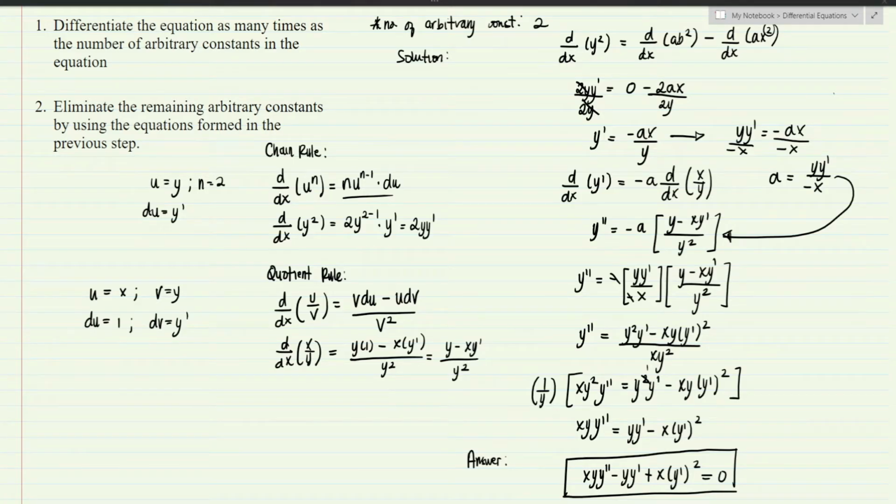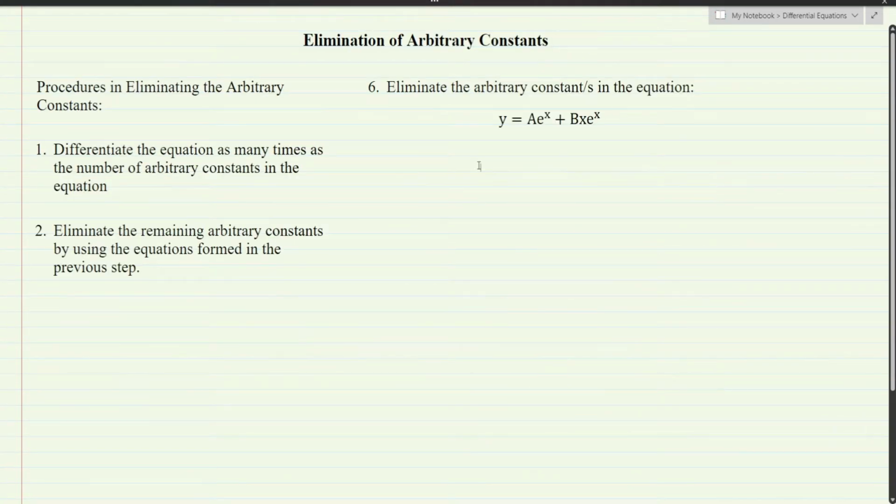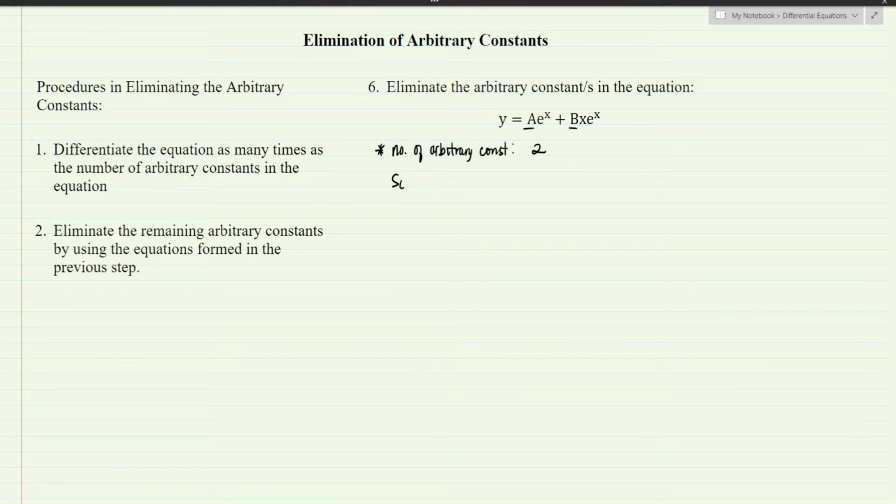Let's now proceed to the sixth problem. For this one, we have the equation y equals a e raised to x plus b x e raised to x. For the number of arbitrary constants, we have here 2, and that is constant a and b. So let's start by solving the first derivative.